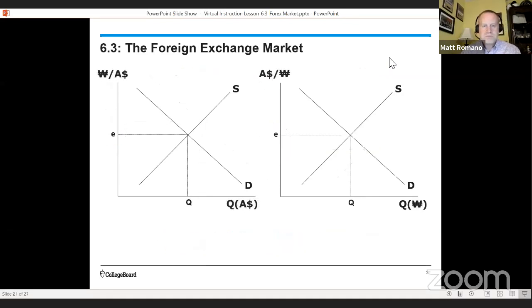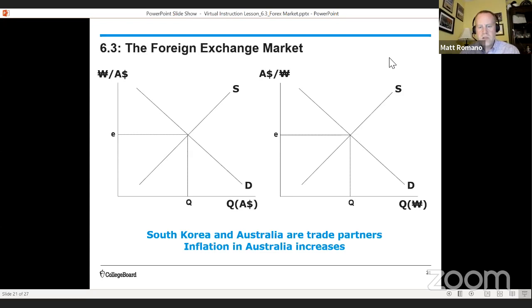One more, and I think we've got it. All right, in this case, we're going to compare the Korean won to the Australian dollar. South Korea and Australia are trade partners. And let's assume in this case that inflation in Australia increases. Again, we take a ceteris paribus perspective, so we assume nothing else has changed, no changes in Korea.